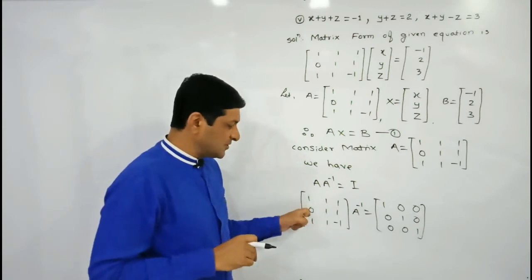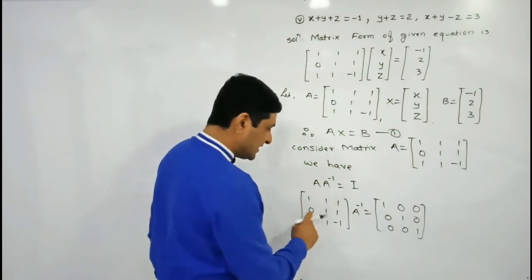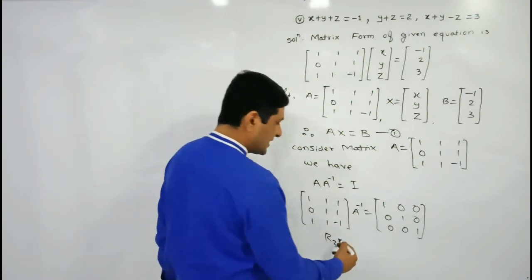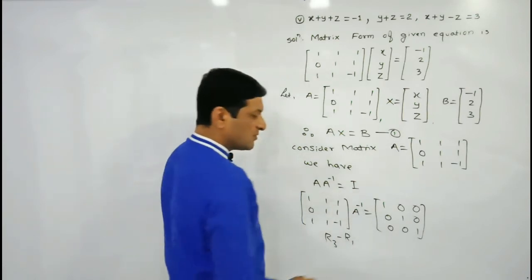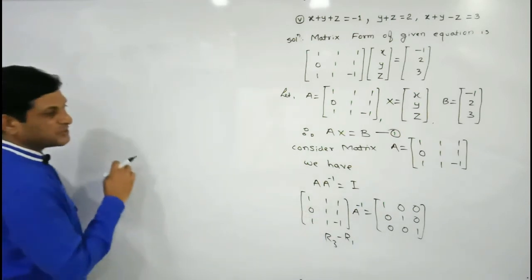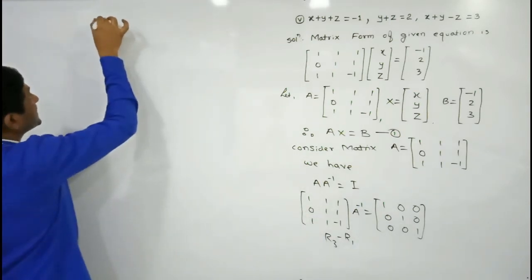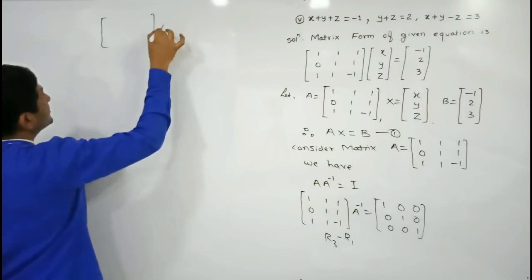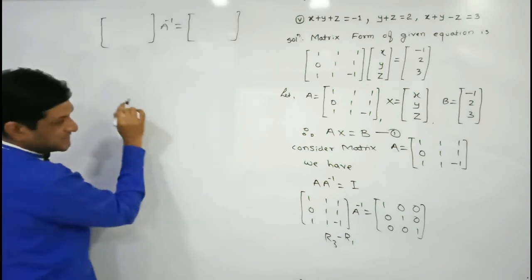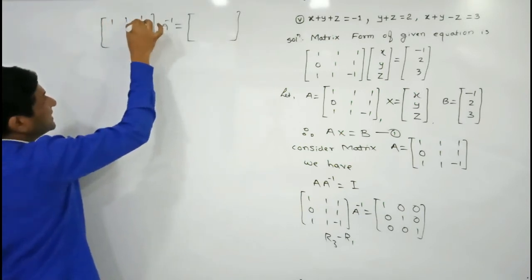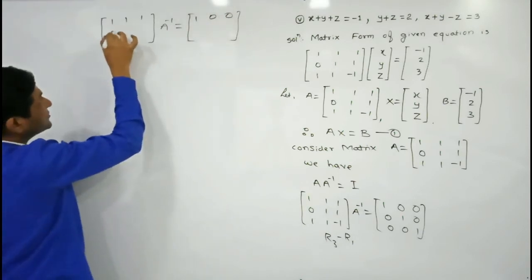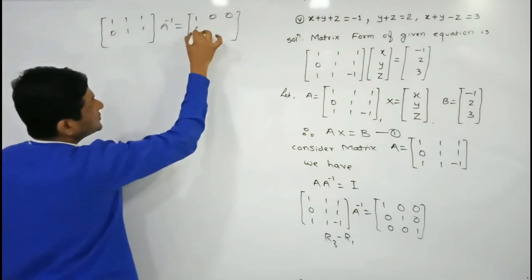Already 1 is there, 0 is there. Only our aim is to convert this element into 0. So our operation is R3 minus R1. If we are performing this operation, 1 minus 1 will become what? 0. So let us perform this operation on the elements of R3. Since the operation is on R3, on both sides keep the elements of R1 and R2 as they are. What are the elements of R1? 1 1 1, and on this side 1 0 0. Elements of R2 are 0 1 1, on this side 0 1 0.